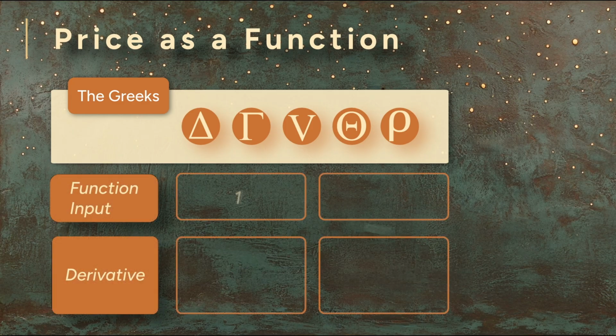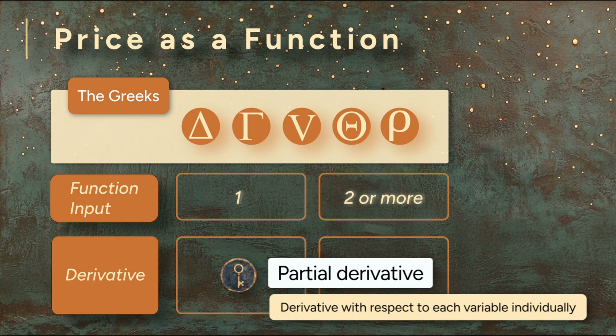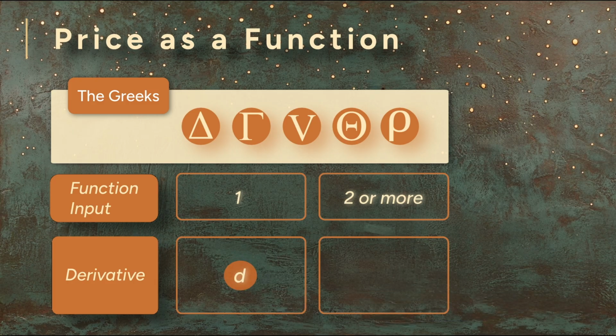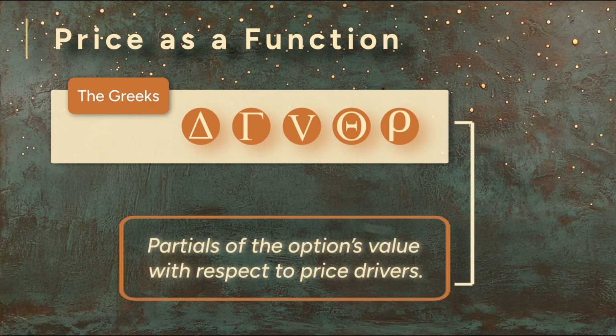If the function has only one input, we use the D notation for the derivative, but when there is more than one input, we can take the derivative with respect to each variable individually. That is called a partial derivative, and we write it with a curly D. Partial derivatives let us isolate the effect of each input on the output. In options trading, the Greeks are partial derivatives in disguise. Specifically, partial derivatives of the option's value with respect to the different variables that drive its price.